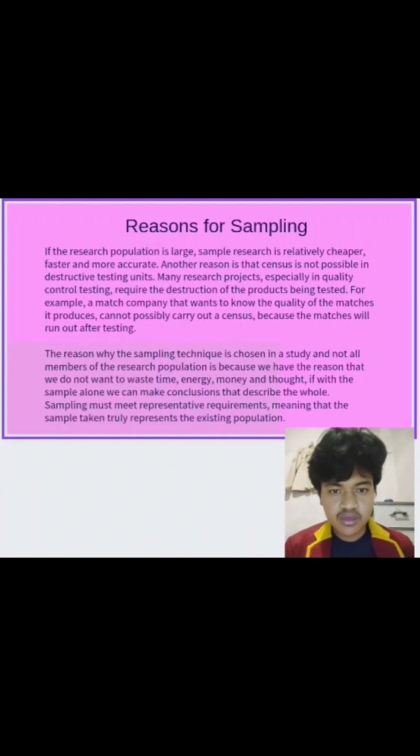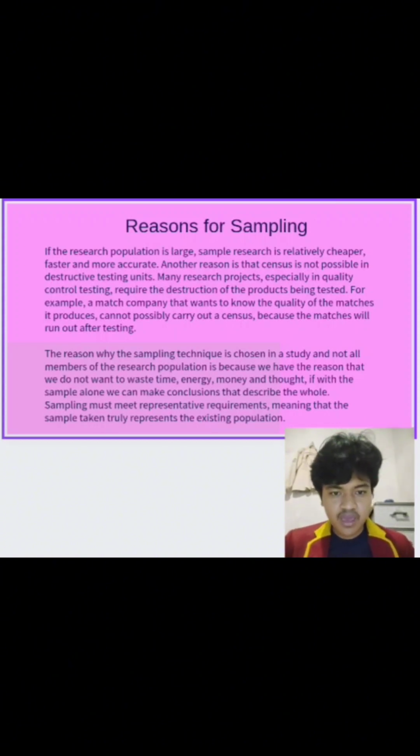Reasons for sampling. If the population is large, sampling is relatively cheaper, faster, and more accurate. Another reason is that a census is not possible in destructive testing units. Many research projects, especially in quality control testing, require the destruction of the production being tested.